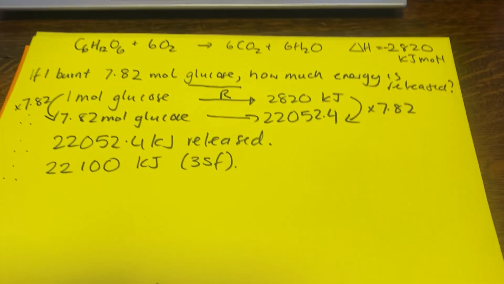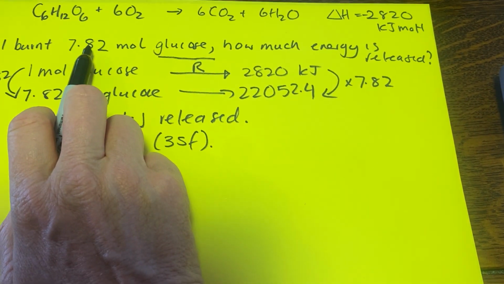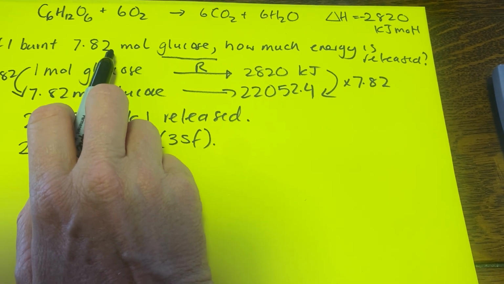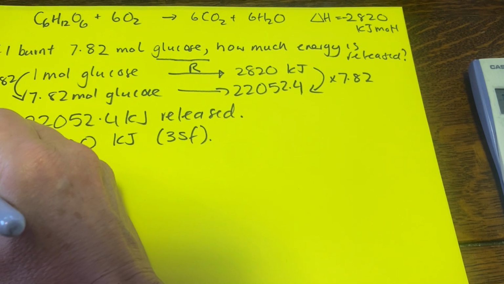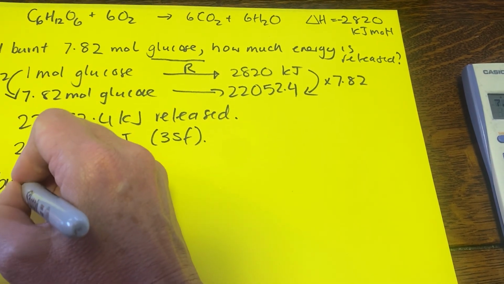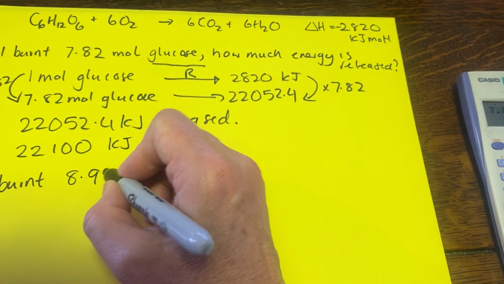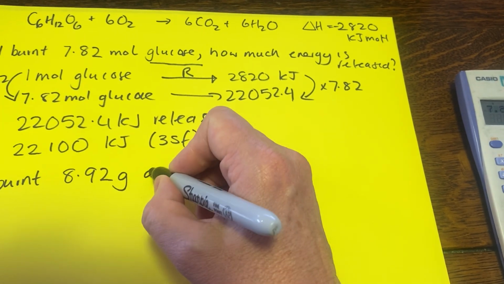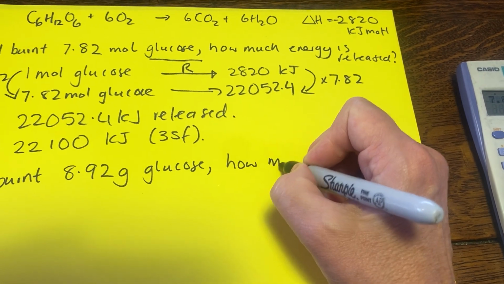Right, so that one wasn't too bad. But quite often they won't give you this number in moles. So let's try one that's not in moles. So let's say if I burnt 8.92 grams of glucose, how much energy is released?